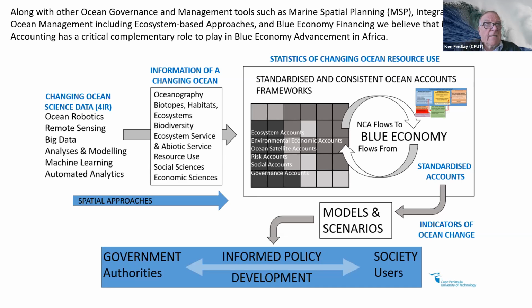We talked about changing ocean science data, large volumes of big data now being generated through ocean science processes that are providing us with information on the changing ocean across disciplines, from physical oceanography right through to economic sciences. Through integration of such big data in standardized and consistent ocean accounts frameworks that look at ocean resource use on a holistic basis, we can develop statistics, ocean statistics. And because these statistics are measured in a standardized, regular process, they provide us with very clear indicators of ocean change, ocean resource use change, etc.